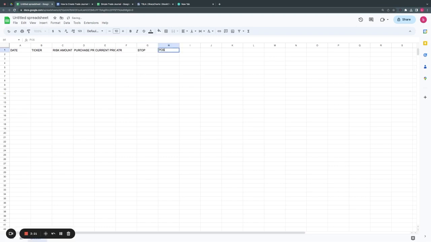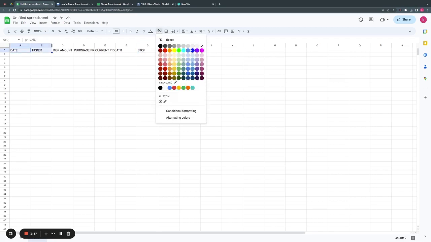We're going to look at the position size. It's going to be the amount of money and the size that it's going to be. And then we're going to have the share count. We're going to do all this because essentially what we're going to be able to do is enter in a ticker and a risk amount. And then as long as we get the current price and the ATR, it's going to give us our stop, position size, and share count. We're going to do a little bit of formatting just to make it a little bit cleaner.